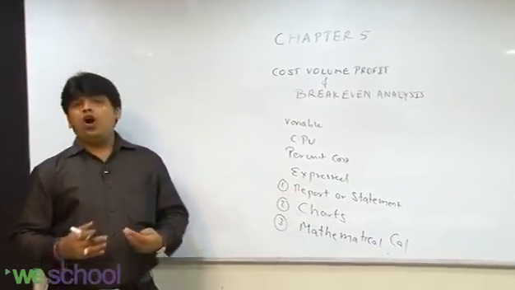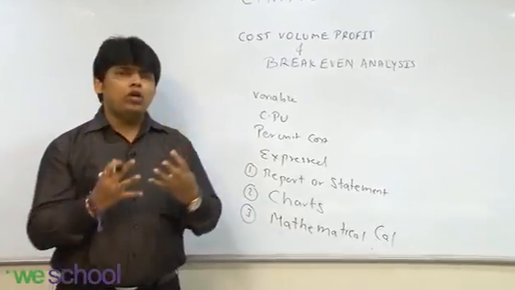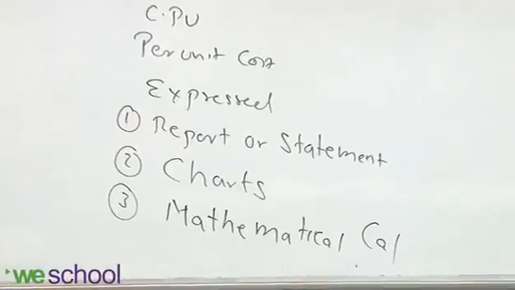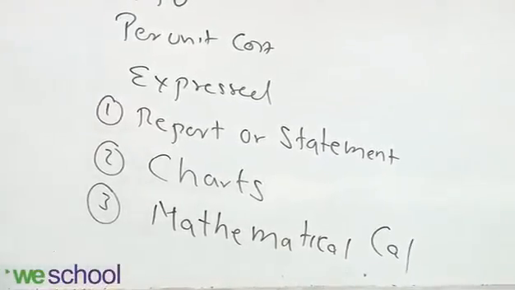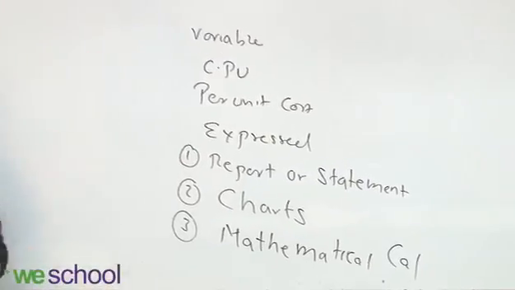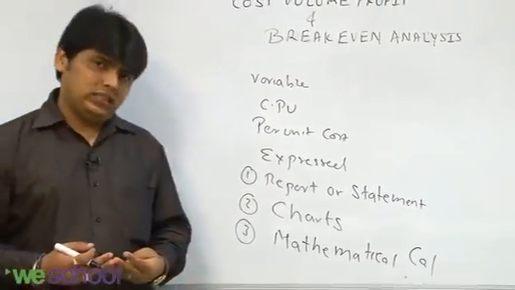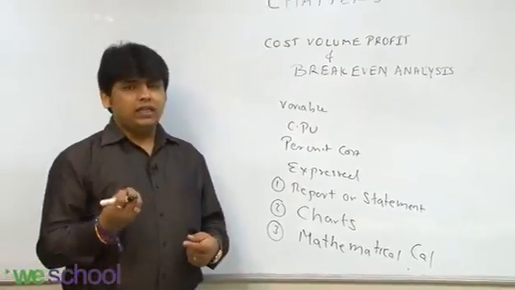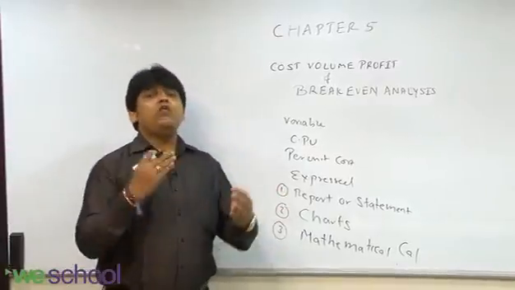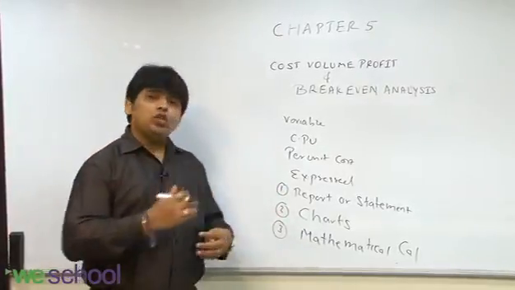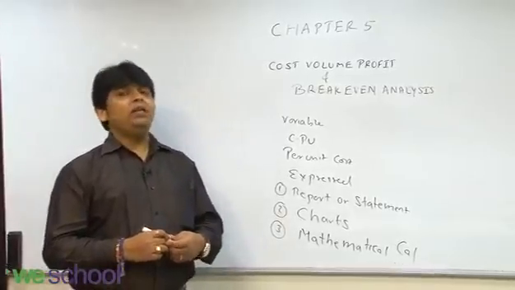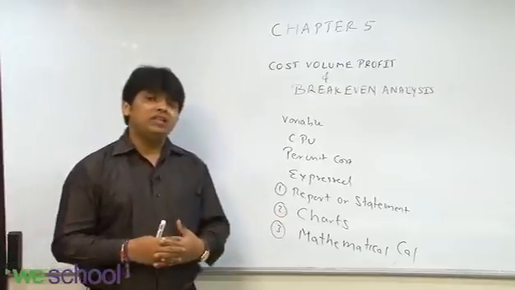One is the report or statement method. We'll make a report showing the effect of cost and revenue on profit, or we make a chart, a diagram representation, or we can calculate this analysis by using some mathematical formulas. So let us study certain mathematical formulas, because chart, report and statement vary from company to company. Charts also vary depending upon the nature of the business, but the mathematical formula for all companies will remain the same.